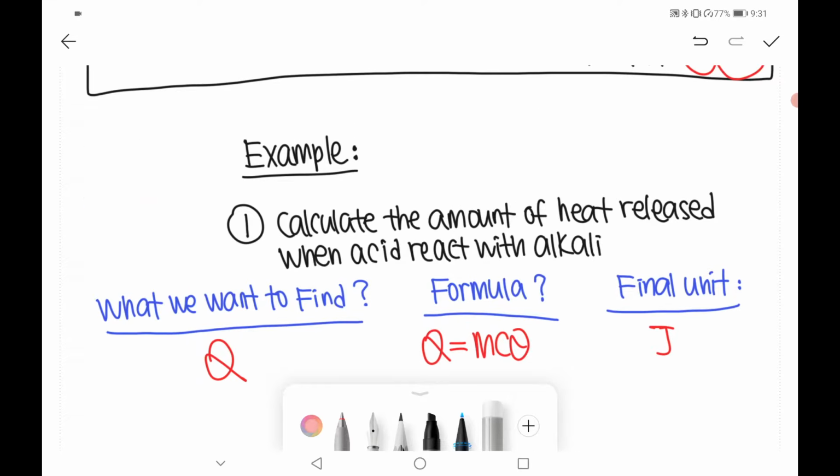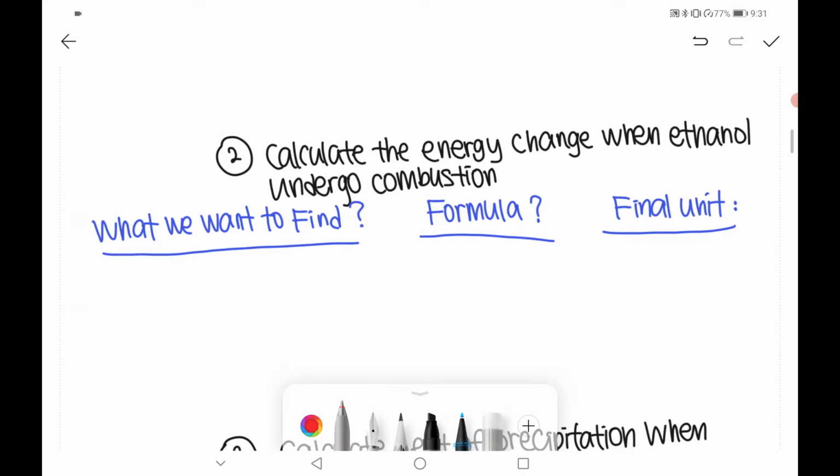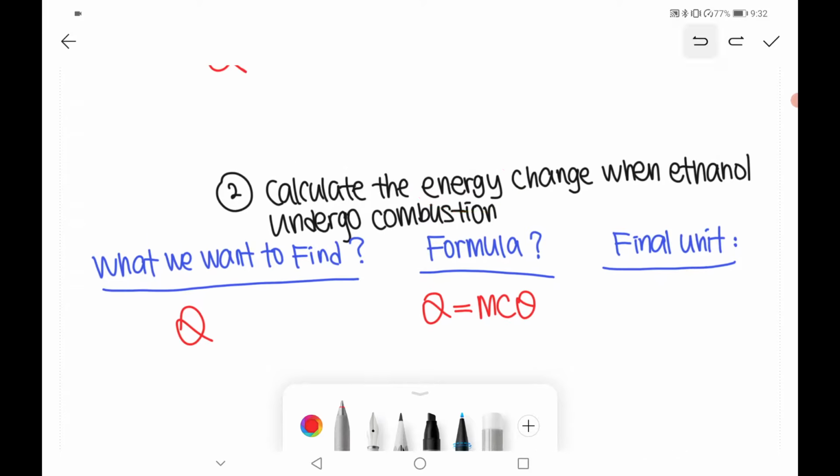Let's continue with the second question. It asks you to calculate the energy change when ethanol undergoes combustion. If the question asks you to find energy or heat, we are looking for Q. So what is the formula? Q equal to mc theta. What is the final unit? The unit for energy is joules. That's it, very straightforward.